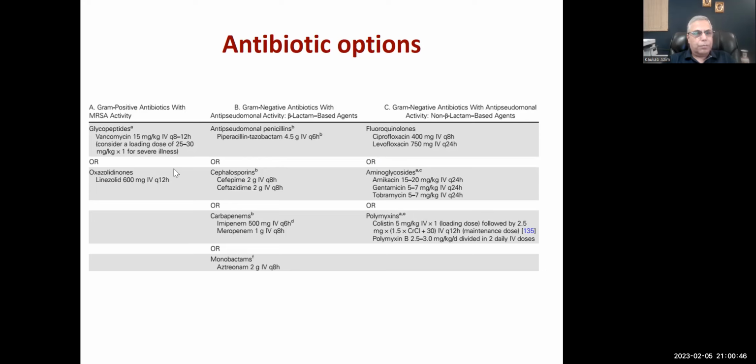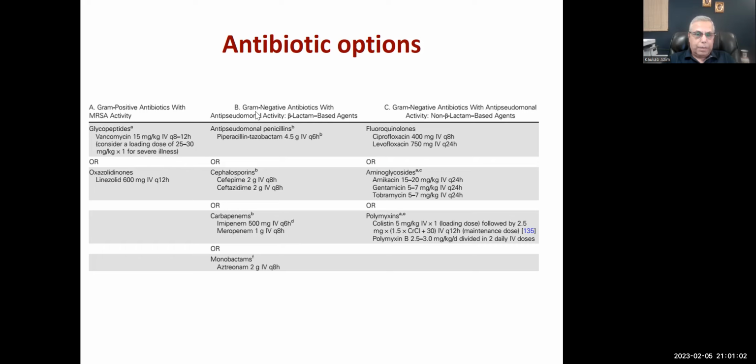The only thing that you have to understand in this table is, I'll tell you that in a minute, but see, for gram positive, we have got vancomycin and linezolid over here, right? The doses are given over here. This is a good table. I think you should know it.